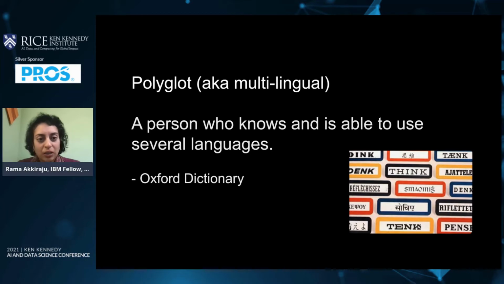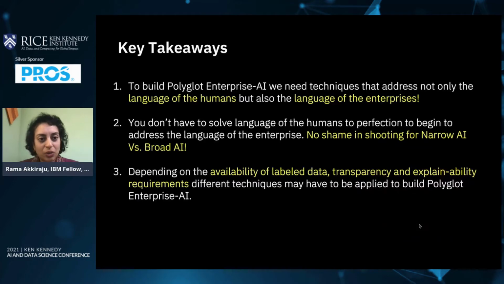I'll use the word polyglot going forward for somebody who is multilingual, basically a person who knows and is able to use several languages. So for short, I'll start using the term polyglot AI. So here are the key takeaways. I would, in this talk, premise that to build polyglot enterprise AI, we need techniques that address not only the language of the humans, but also the language of the enterprises. So I'll tell you what that means.